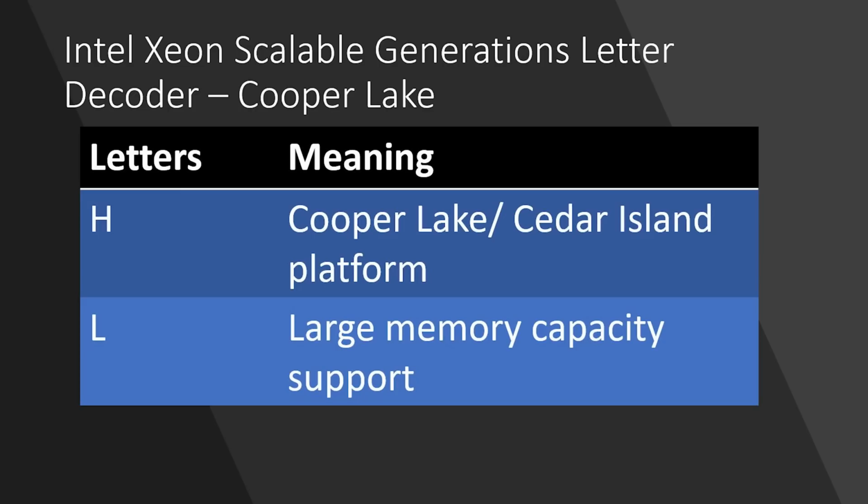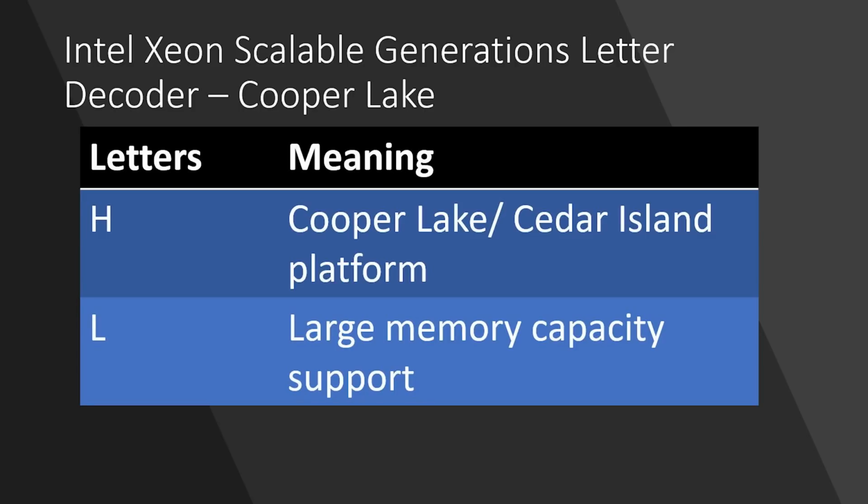But what you're going to see, especially in the 3rd generation Xeon Scalable, is that we don't just have these 4 numbers. And that was very prevalent, by the way, back in the 2017 Skylake era. But in this Ice Lake generation and with Cooper Lake, we definitely see a lot of letters involved. So the first 2 letters we're going to talk about are H and L.